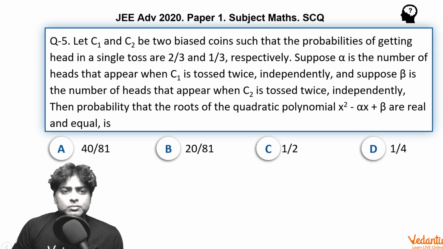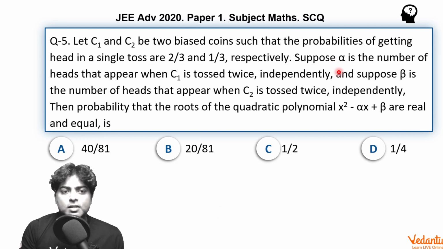C1 and C2 are the names of the coins. When C1 is tossed, the probability of getting head is 2 by 3. Obviously, they are biased coins, so getting head or tail is not half. C1 is showing head with probability 2 by 3, so it shows tail with probability 1 by 3, and C2 is showing head with probability 1 by 3, so showing tail when C2 is tossed will be 2 by 3, obviously, right? Let us proceed with the question.